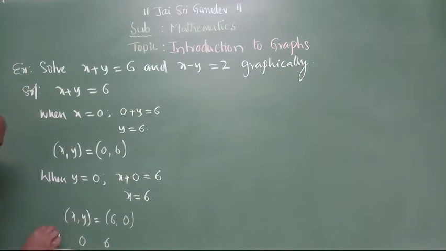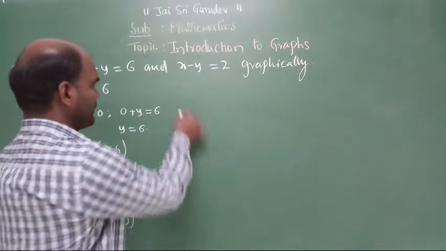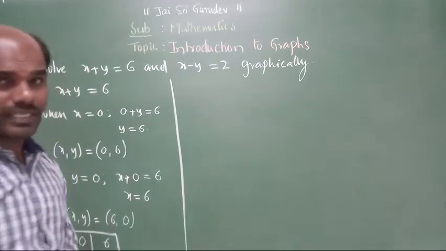I got the two pairs of points. The first point is 0, 6 and the second point is 6, 0. Here we found only two pairs of points. After this, I am taking the second equation. What is the second one, children?